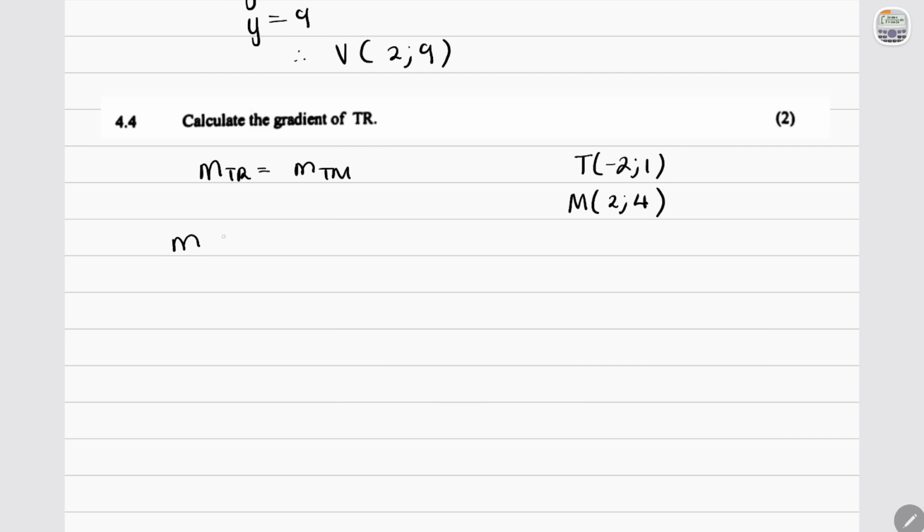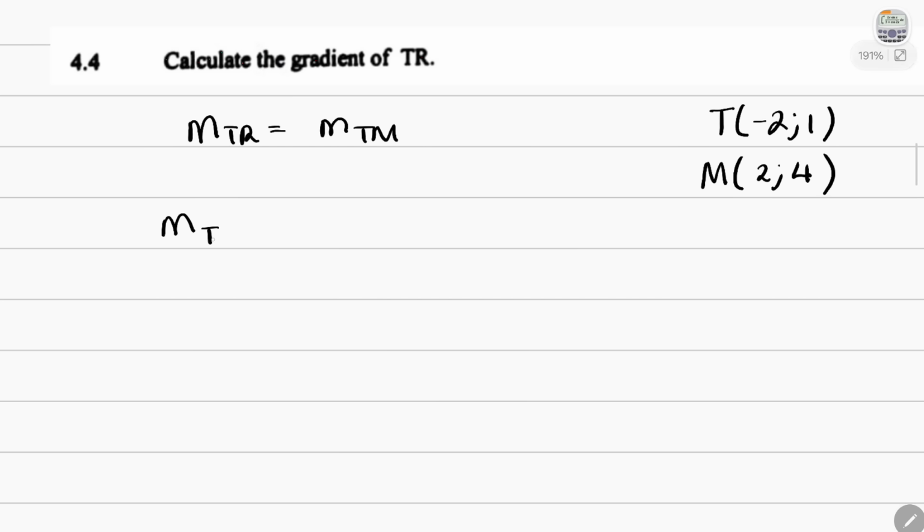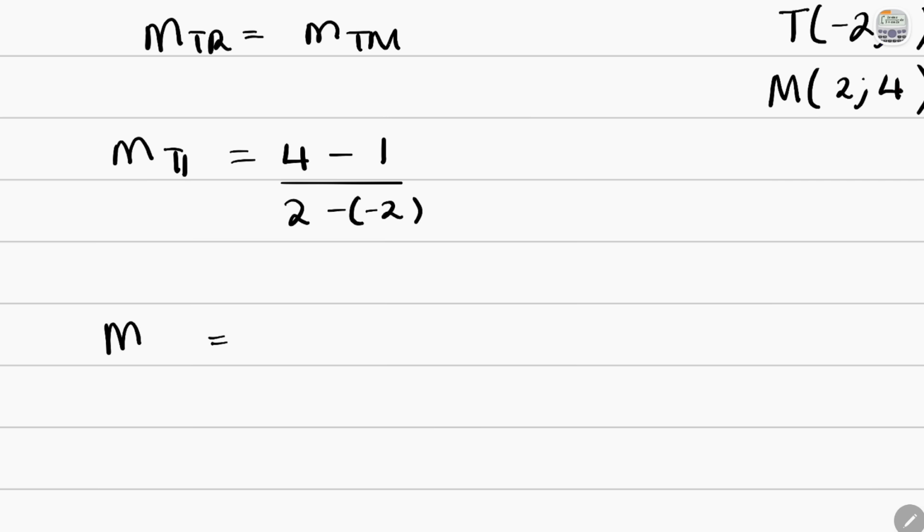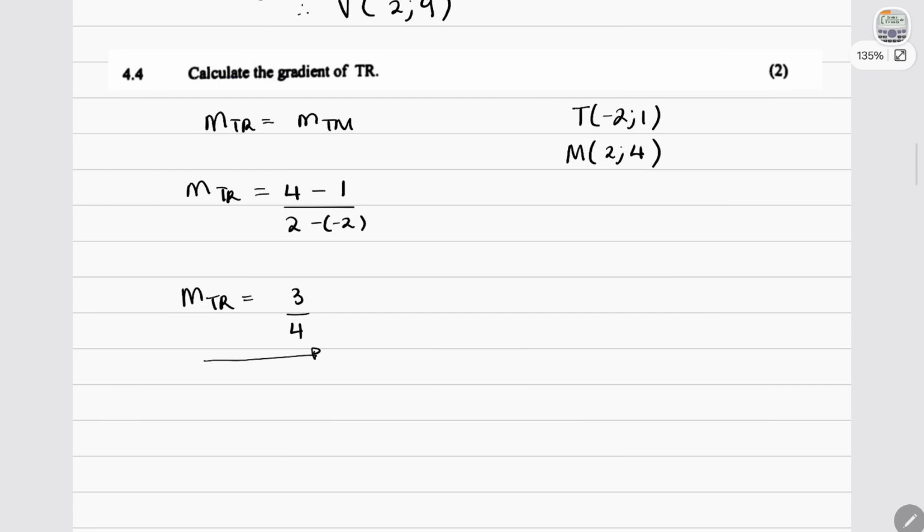To find the gradient of a line, you say y2 minus y1, but I'm just going to go straight away. The gradient of TM is, I'll say bottom minus top, so 4 minus 1, and then again, bottom minus top, that's 2 minus negative 2. So 4 minus 1 is 3, and then negative times negative is positive, so that's 2 plus 2, which is 4. I already said TM is equal to TR, so the gradient of TR is 3 over 4, and that is our answer. Moving on to the next question.